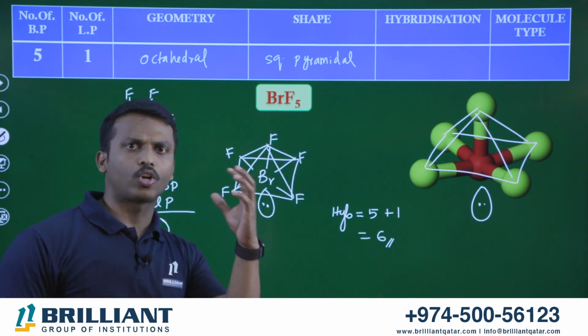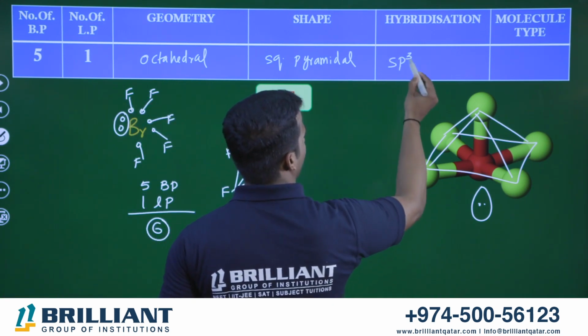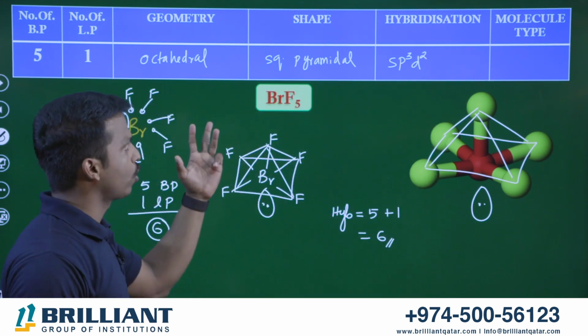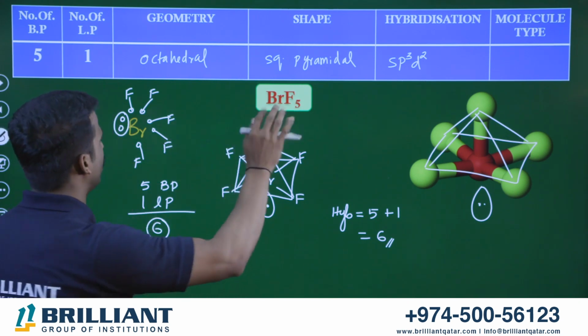6 means what orbitals do we want to mix? 1 s orbital, 3 p orbitals, and the remaining 2 d orbitals. Total 6, over, no? 1 s orbital, 3 p orbitals, 2 d orbitals. Right? 6. What is the molecule type?